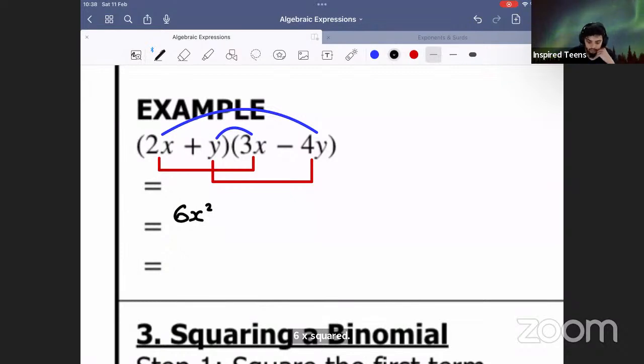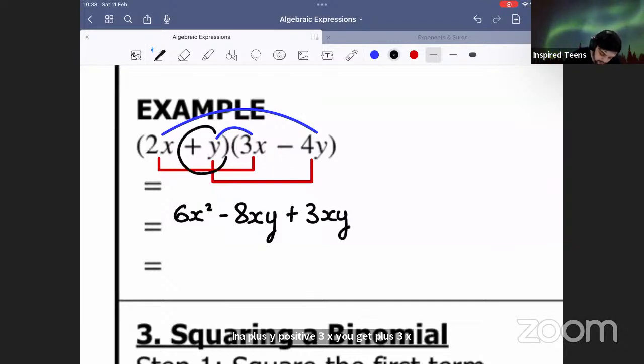Okay, so yes, first 6x squared, sorry for that. Outer is 2x times negative 4y, 2x times negative 4y. We get negative 8xy. Inner, plus y, positive 3x, you get plus 3xy. And last, y and negative 4y, you get negative 4y squared. Okay, I will slow down.